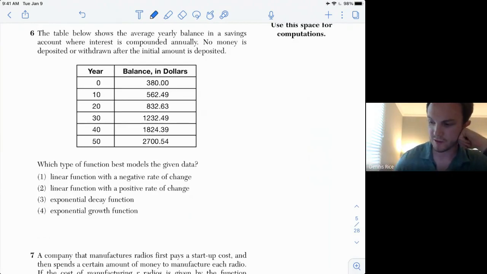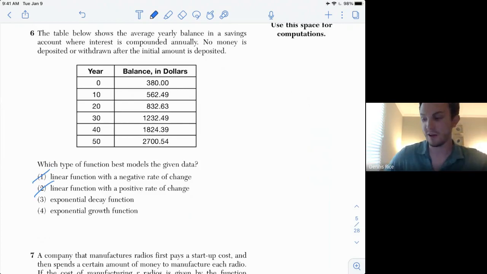So there's no tricks with the year. Sometimes they skip, right? But it's going up 10. So I could just eyeball this. It's going up around 200. And then later on, it's going up almost 1,000. So it's pretty clear that this is not going up the same amount, just with a quick eyeball. So it's either going to be choice 3 or 4.